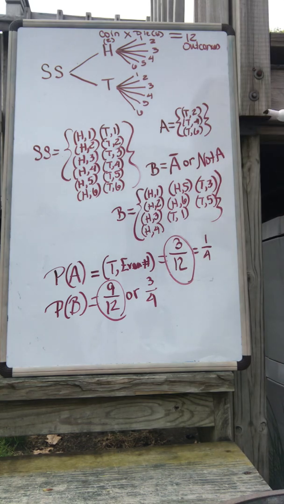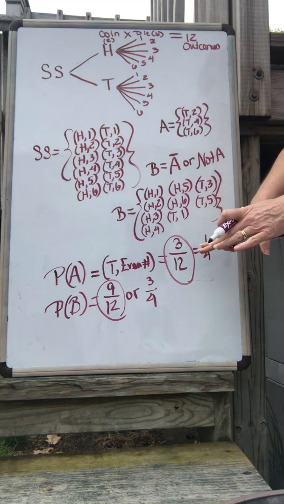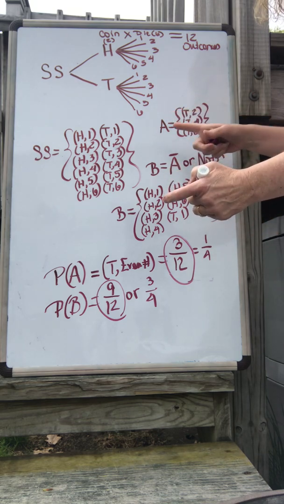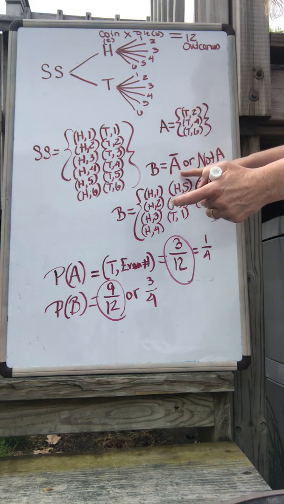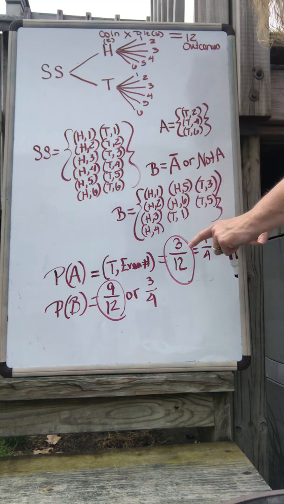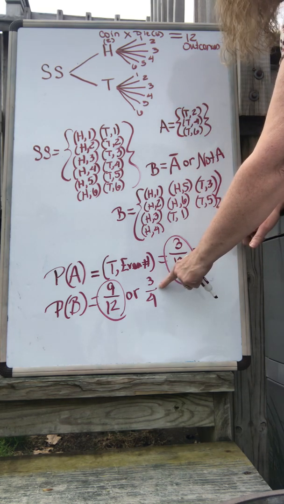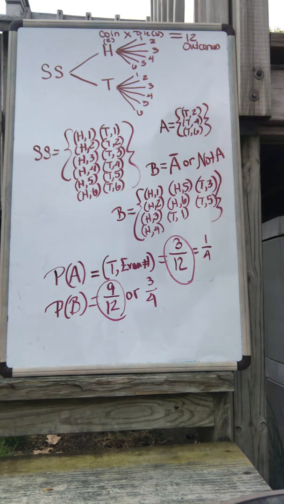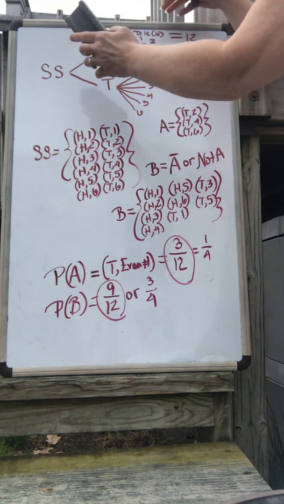The other thing that they're not asking about, but I'm going to mention anyway, the probability of A and not A together make one whole. Look at 1/4 and 3/4 together make one whole. So if you know one of them, you can just subtract from one to get the other, and I'll show you that a little bit more on the next example.